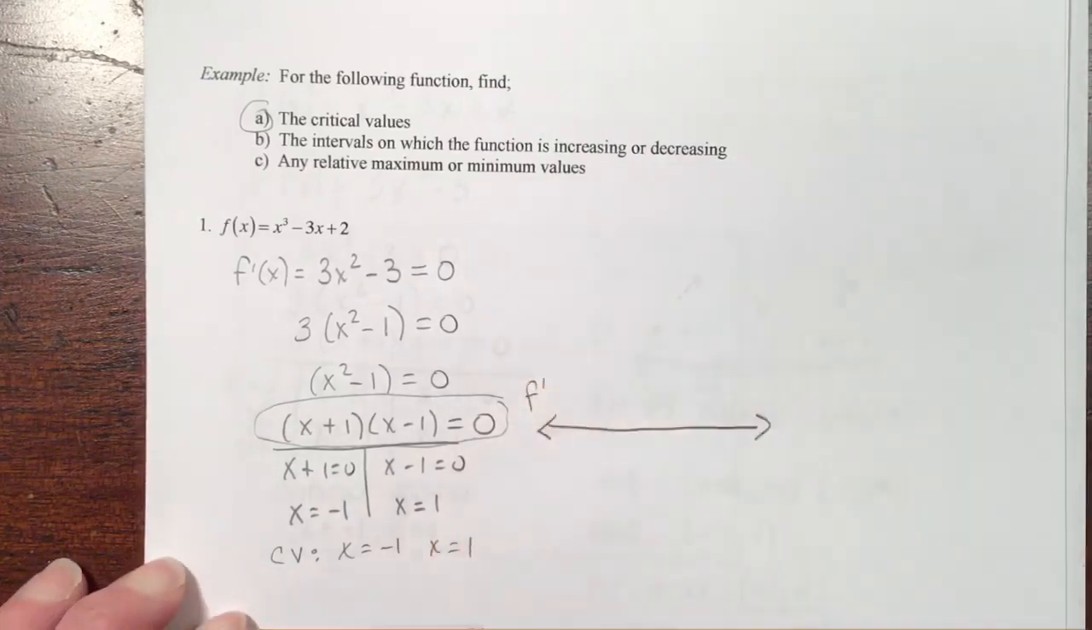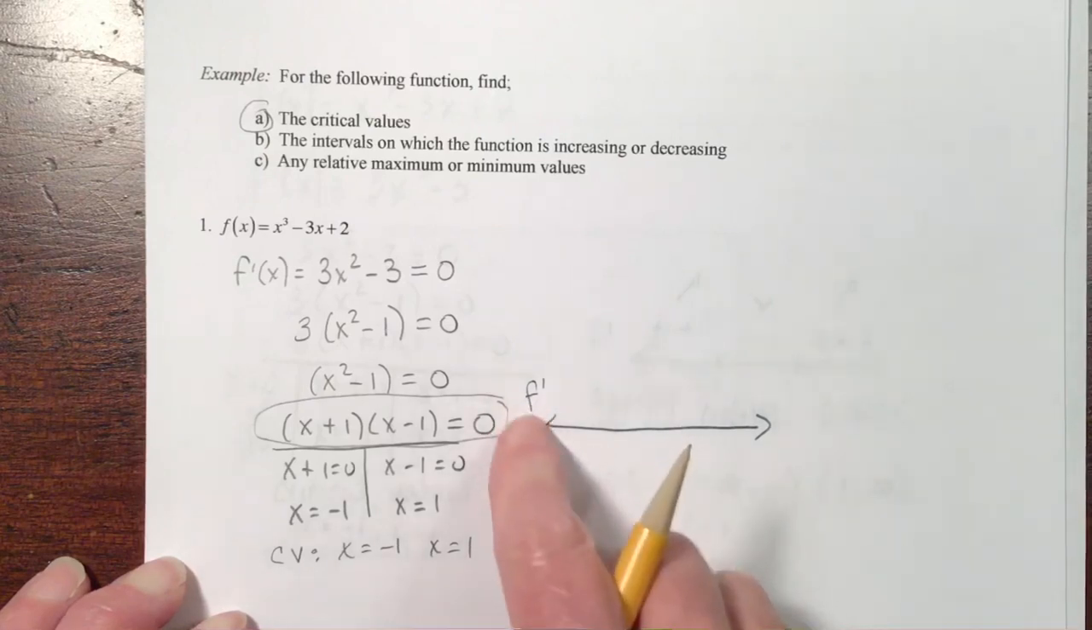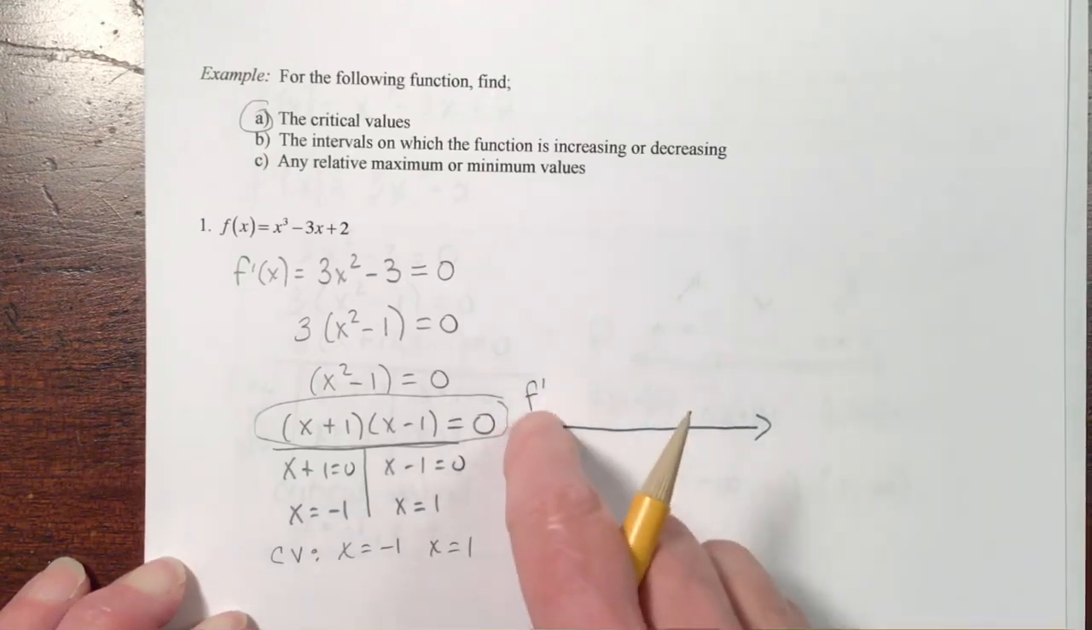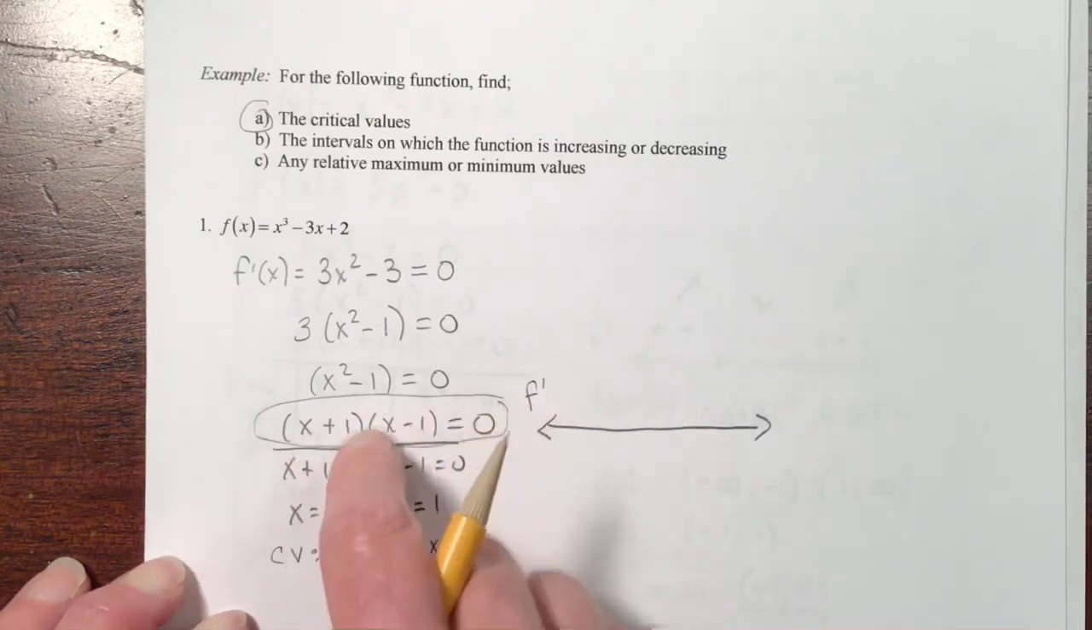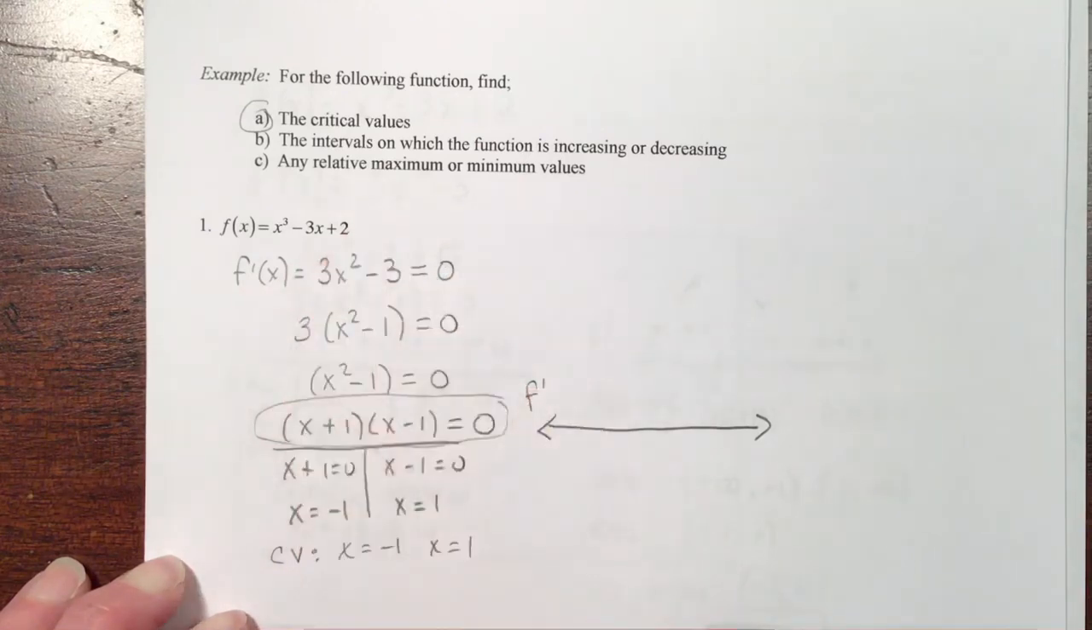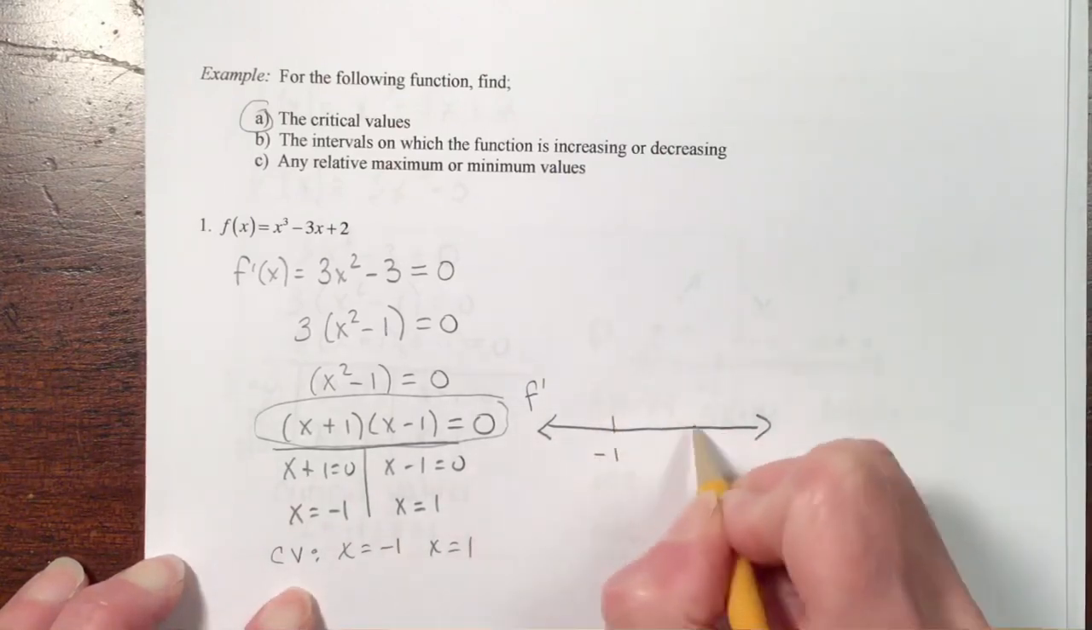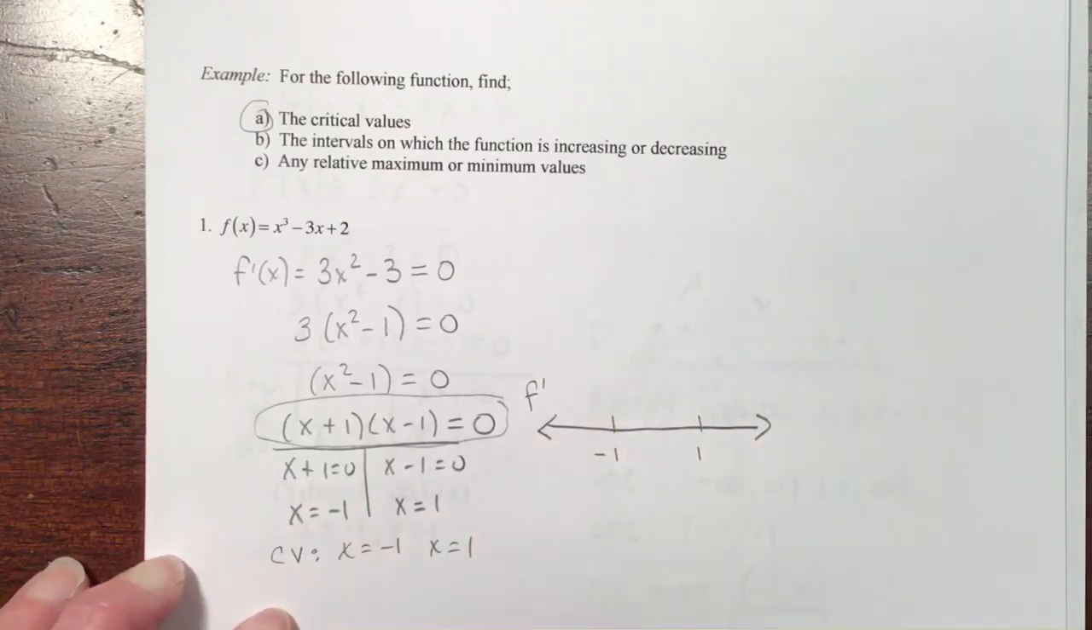I'm also going to be real careful about numbering or labeling my number line. I'm testing in this function, not the original. The original gives me points on the curve. This gives me the value of the derivative. My numbers that go on my number line are -1 and 1.